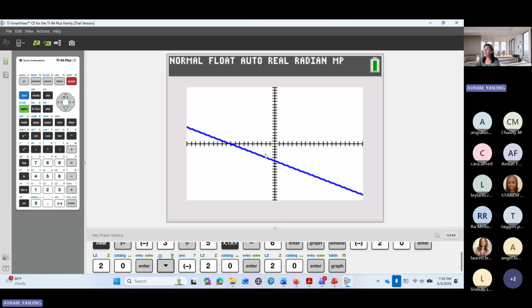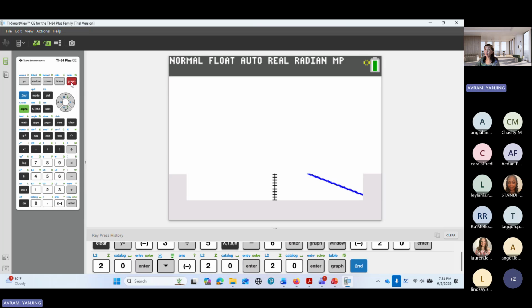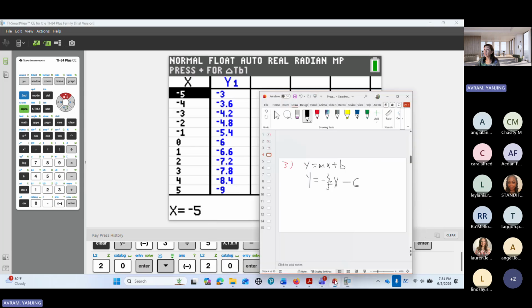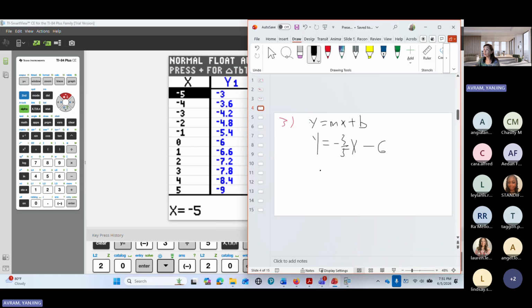Okay, and the good thing with the graphing calculator, you can also look at a table right here. All right, so if you go to second graph, we'll look at a table. So you can see when x equals 0, y will be -6, right? And then you can also go all the way up to see whatever the x value, you can find the y value.